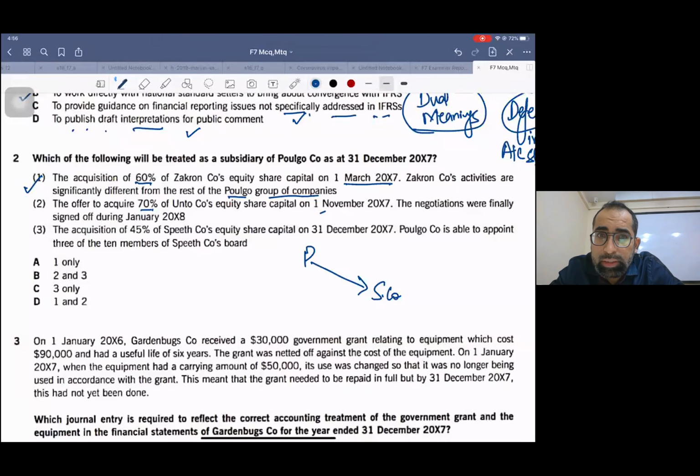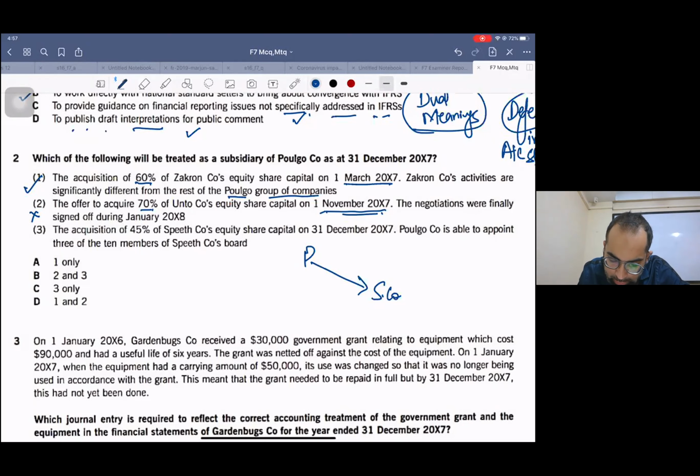Number 2: the offer to acquire 70% of Unto company's equity share capital on 1st November X7. It's just an offer, dear student. It is written, it's just an offer. The negotiations were finally signed off in January X8. No. I hope you have read IAS 10 from the book. If you do a takeover after the year end, it's a non-adjusting event. If you acquire a subsidiary after the year end, it's a non-adjusting event. Non-adjusting event means no need to do consolidation at the year end. No finalization at the year end.